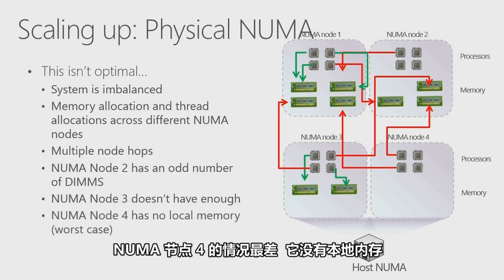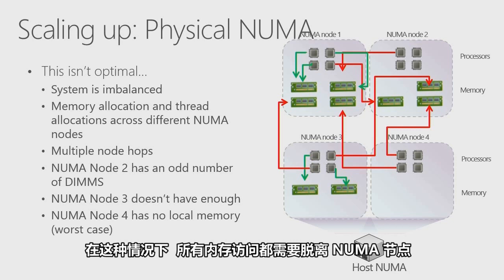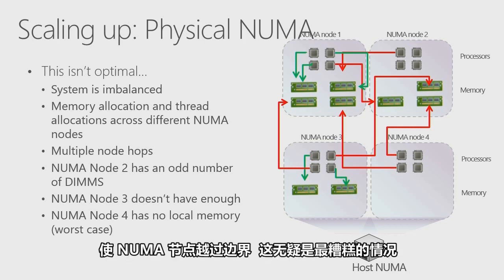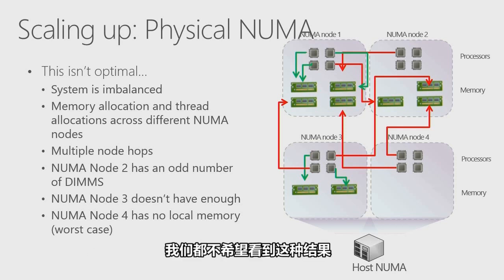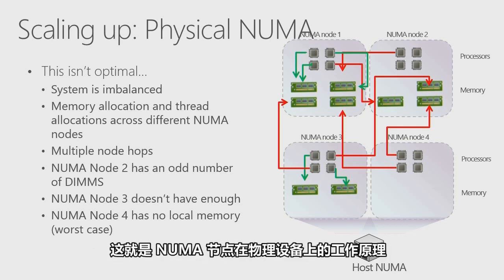And NUMA node 4 is the absolute worst case. It has no local memory. So in this case, all memory accesses require it to leave the NUMA node and take a NUMA node boundary hop. This is the absolute worst case, that you don't want to do. So this is how NUMA works on physical.